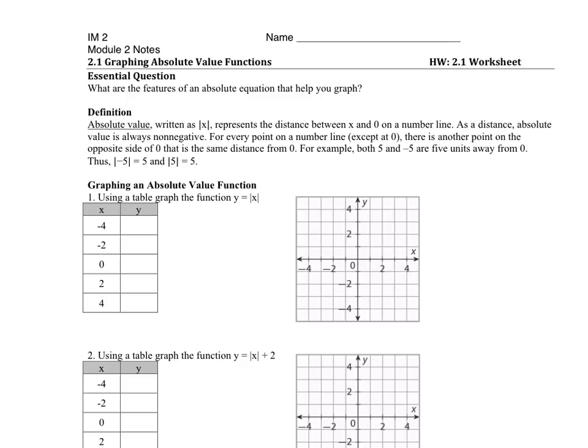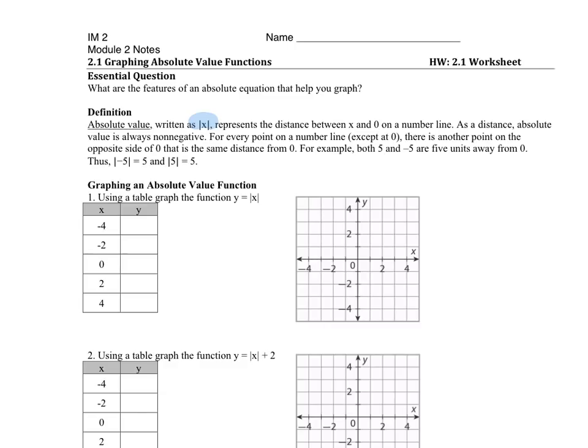So an absolute value is written as bar x bar. Those vertical bars there denote absolute value, which represents the distance between x and 0 on a number line. So as a distance, absolute value is always non-negative, which means it's always positive, or it can be 0.